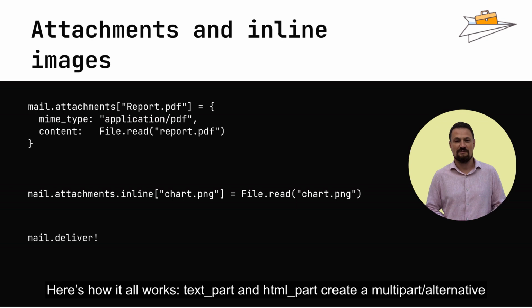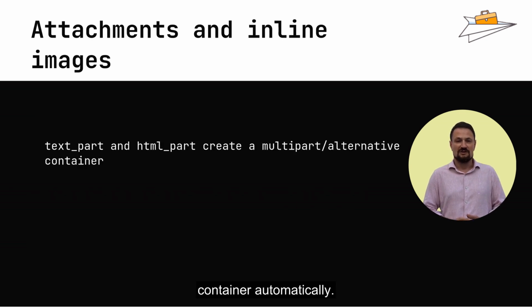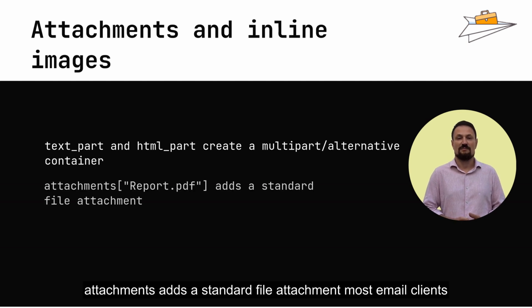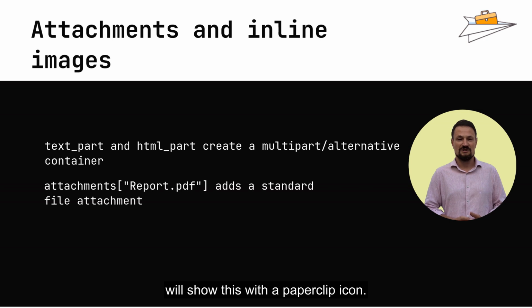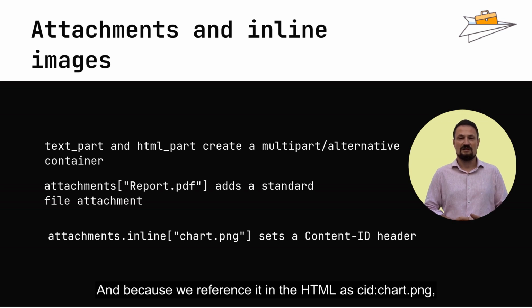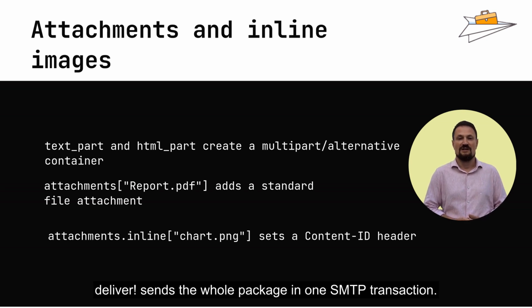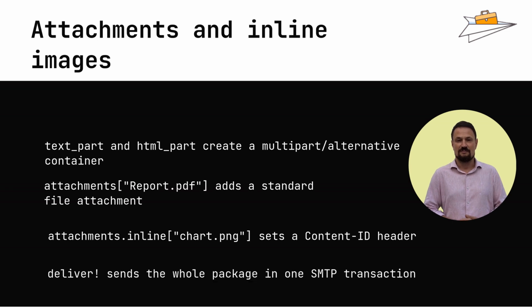Here's how it all works. Text part and HTML part create a multipart/alternative container automatically. Attachments adds a standard file attachment. Most email clients will show this with a paperclip icon. Attachments.inline sets a Content-ID header, and because we reference it in the HTML as cid:chart.png, the image appears inside the message instead of as a download. Deliver sends the whole package in one SMTP transaction.